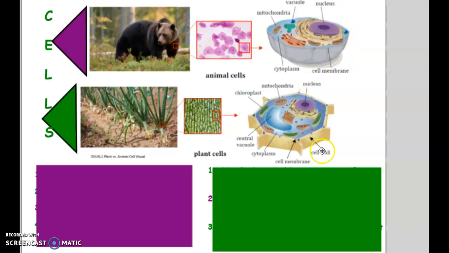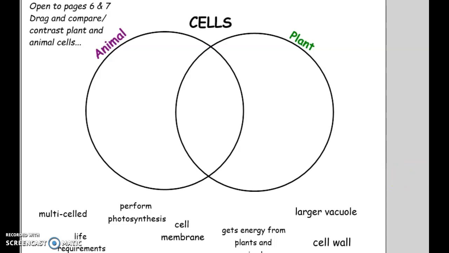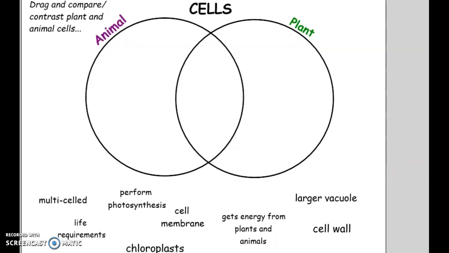Here are those same two pictures from the reader. We'll do this quickly together. I wish we were together to do it, but we are not, alas. Okay, so how are they different? How are they the same? Well, we know that both kinds of cells, animal cells and plant cells, are both multi-celled, right?